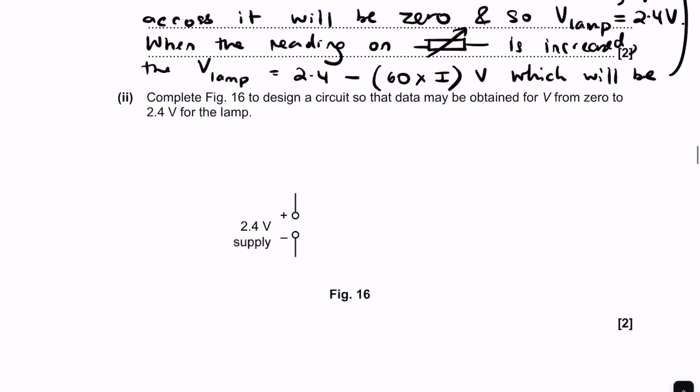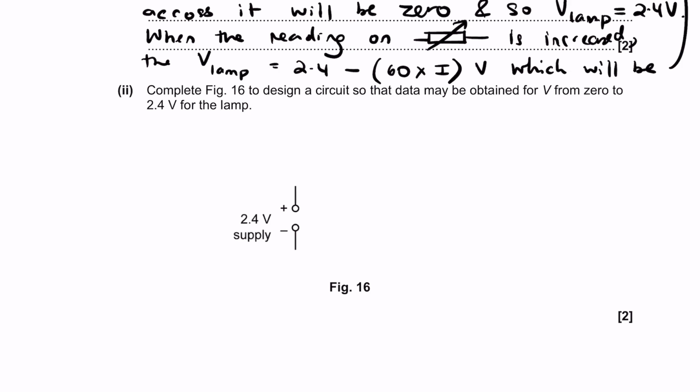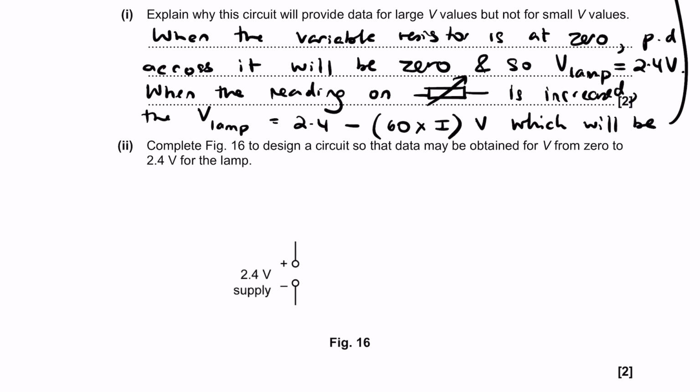Then the next part of the question says complete figure 16 to design a circuit so that the data may be obtained for V from 0 to 2.4 volts for the lamp. So this is more of a potentiometer circuit, where you are using the sliding contact, or the rheostat circuit.